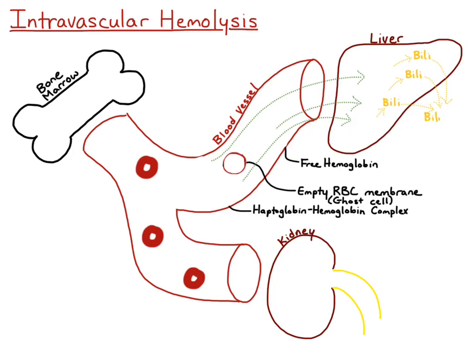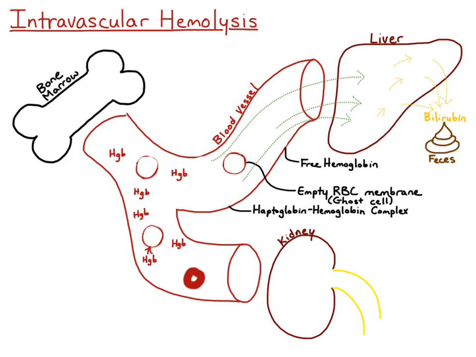So this is what happens when haptoglobin is not overwhelmed, if there's lots of haptoglobin in the blood and it is able to scavenge hemoglobin. But if there's severe intravascular hemolysis, then haptoglobin can be overwhelmed. So there's not enough haptoglobin available to scavenge all of the hemoglobin in the plasma. In this case, the plasma can turn red or pink, and that's what we call hemolysis.